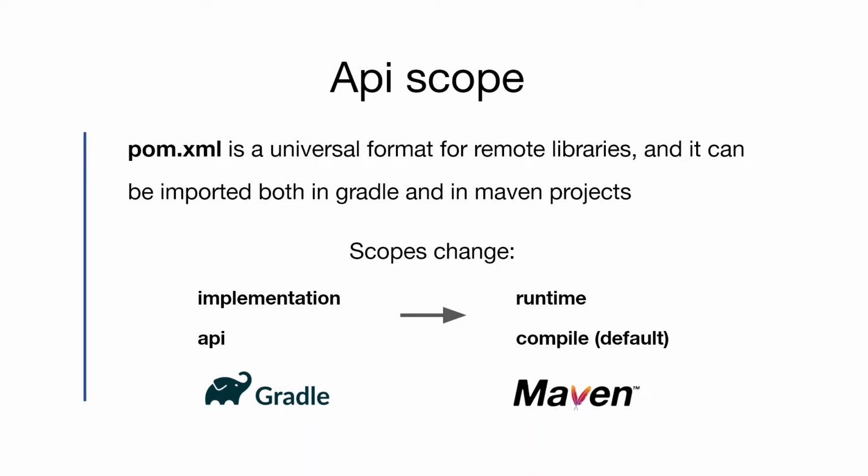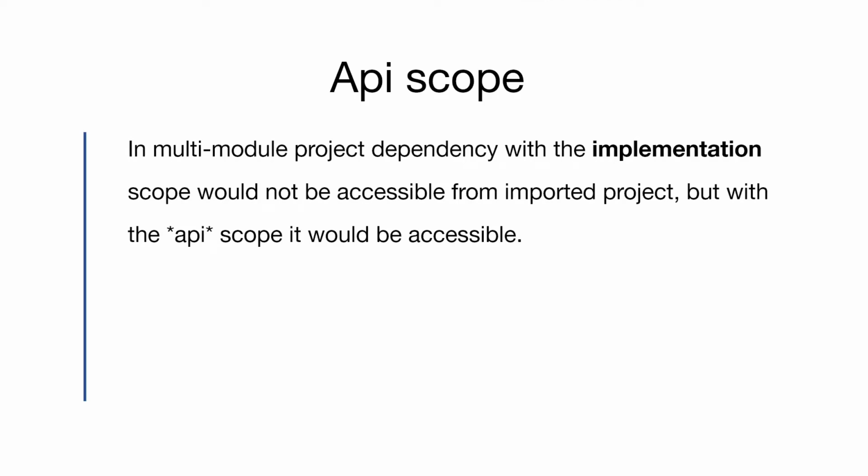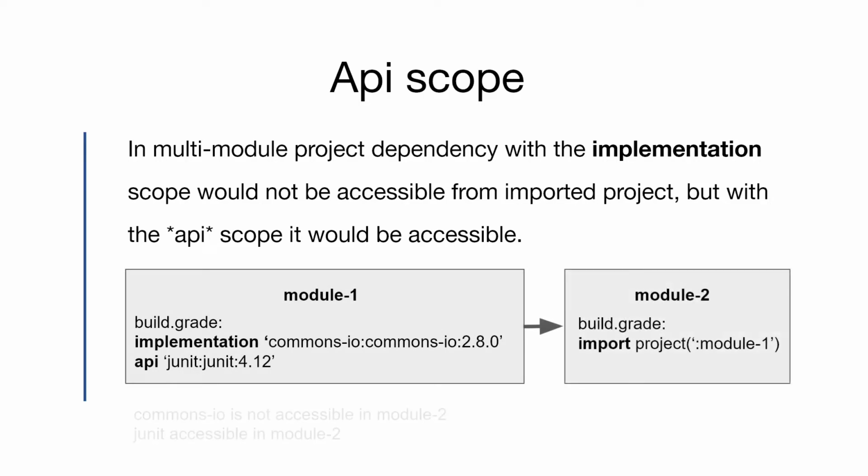To solve this problem, use API scope, which will be converted to default scope in the pom.xml file in Maven. Another reason to use API scope is when you work with a multi-module project and import one module to another, then dependencies with the implementation scope would not be accessible from the imported project. But with the API scope, it would be accessible as well.